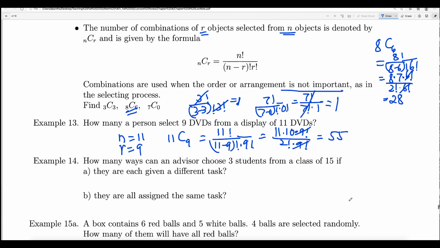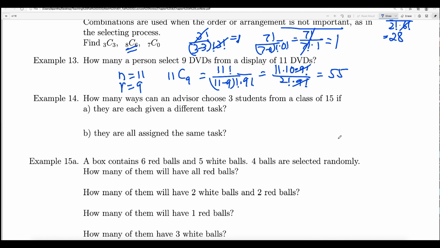Example number 14. How many ways can an advisor choose 3 students from a class of 15 if they are each given a different task? If they are given a different task, then picking different students will get the combination of different tasks, right? So it is like ordering. If they are assigned the same task, whatever 3 students you pick, you will get the same 3 tasks, right? But whenever they are assigned different tasks, if you pick one set of 3 students, you will get 3 different tasks. And if you pick another set of 3 students, you will get entirely different tasks, right?